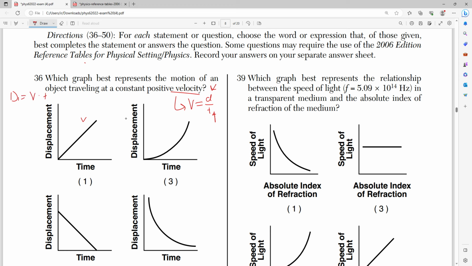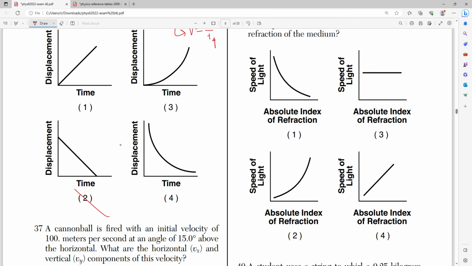Easy. Now that I know that the velocity is the same thing as the slope in this line, I'm just going to have to match it with whatever parameters they give me. They say that it has to be positive, so I'm going to eliminate choices 2 and 4 because they're not positive, right? This one's going downwards, that means that's a negative slope, and this one is exponentially decaying downwards, right? Decay is always going to be negative, right?